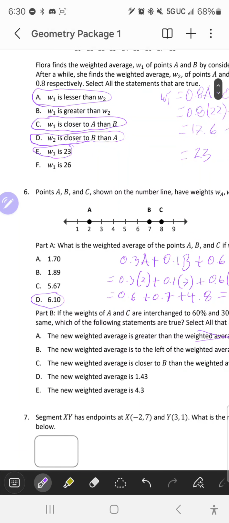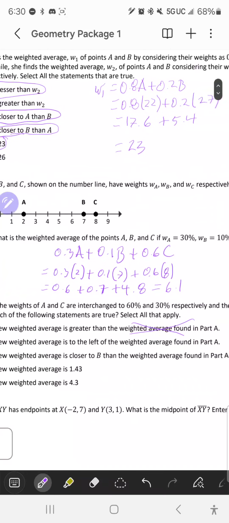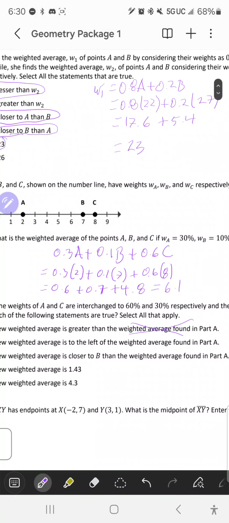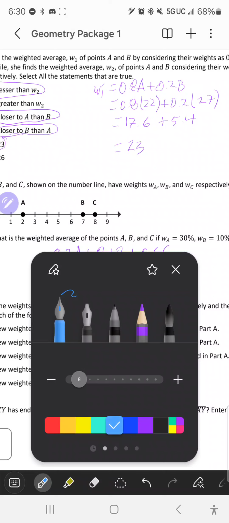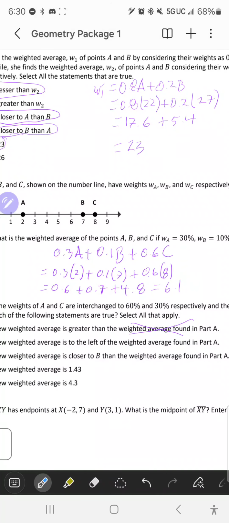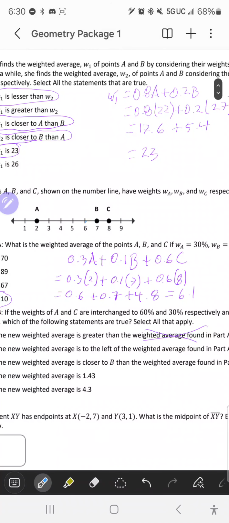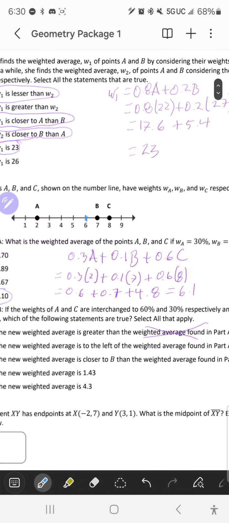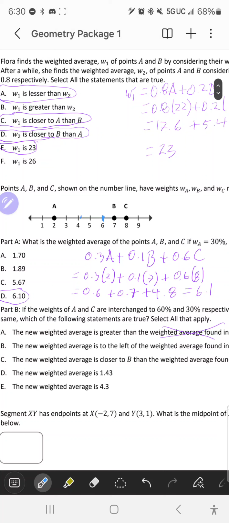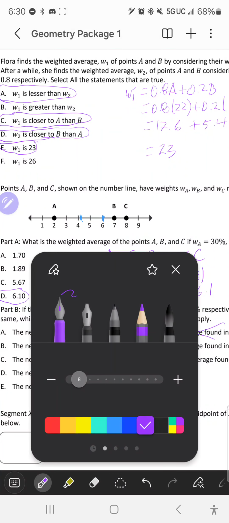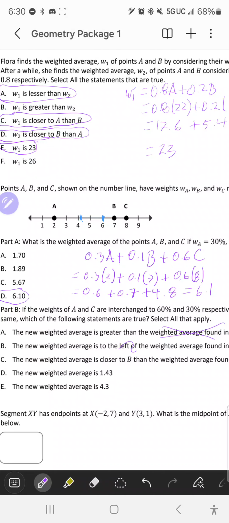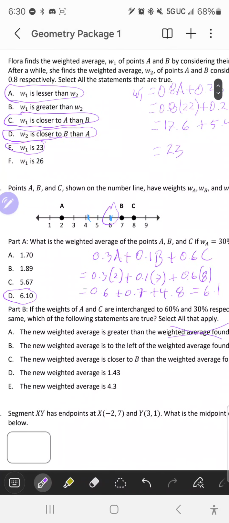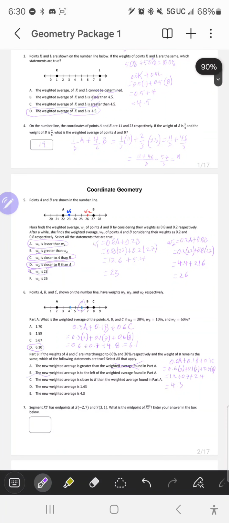Now, the new weighted average is to the left of the weighted average found in part A. If we plug this into the graph, we see that weighted average one, 6.1, is going to be over here, where weighted average 2, 4.3, is going to be over here. So yes, the new weighted average is to the left of the starting weighted average. So this is true.